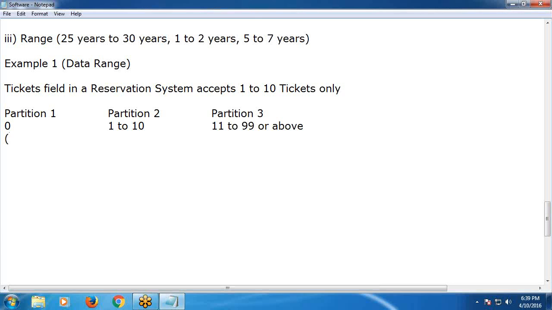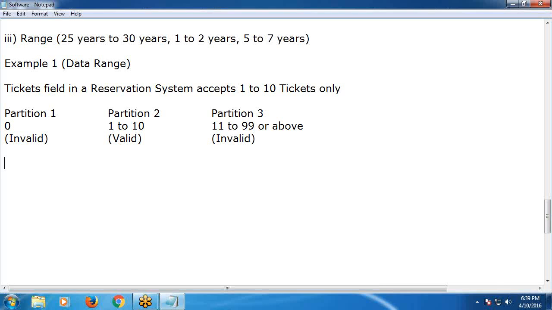First partition, Sri Lakshmi, is it valid or invalid? Invalid, sir. Second partition? It's valid, sir. This is a valid partition. Third partition? Invalid. See, this is one example. Here we focused on data range.